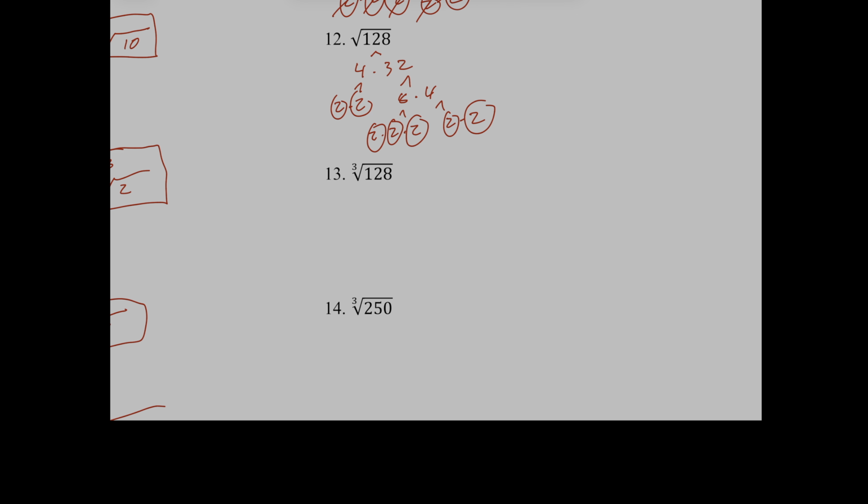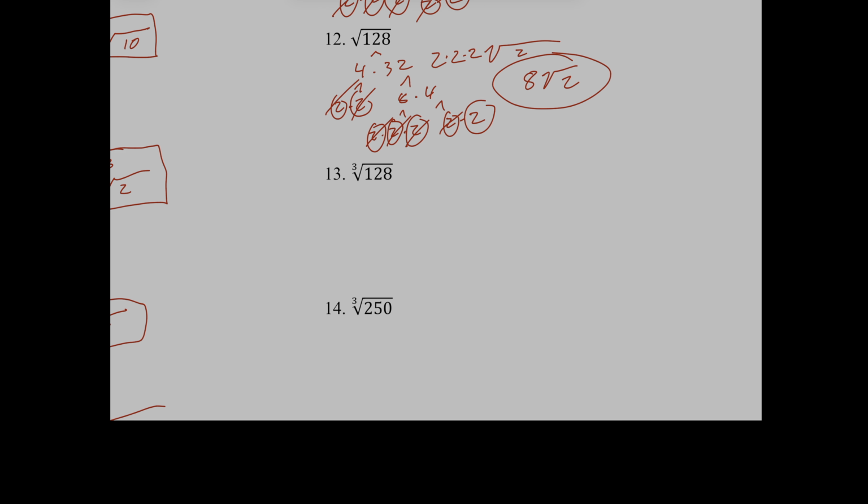Okay, cool. When I put it all together, I get, there's a pair, there's a pair, there's a pair, and that's left over. 2 times 2 is 4. 4 times 2 is 8 root 2.